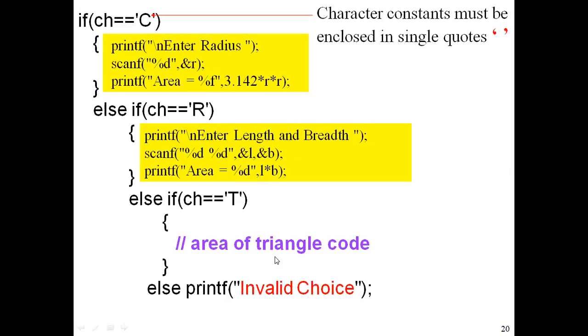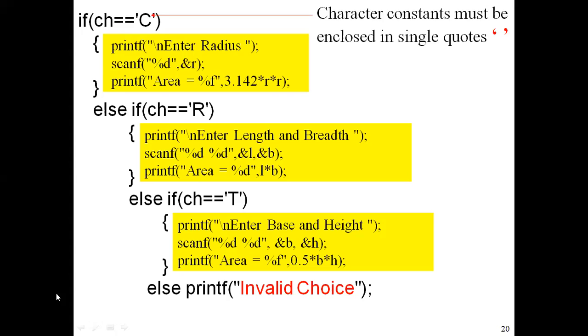So for area of triangle, the formula is half base into height. You know, that time we discussed it already. Enter base and height. Scanf %d, first %d base, second %d height. Then formula: area equal to %f, half means 0.5 into base into height. So that will give you the area of triangle. Is this clear to all of you?